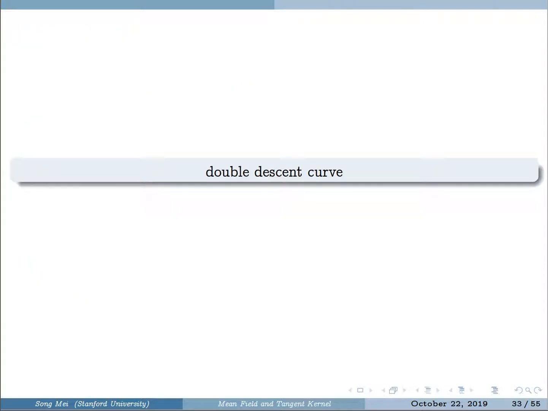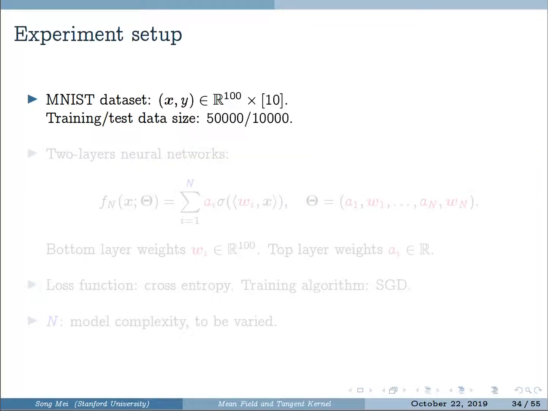And then we would like to show the second result, which is the double descent phenomenon. This is a phenomenon related to the generalization of neural networks, and it was just formalized at the end of last year. So to explain this phenomenon, first we would like to look at an experiment.